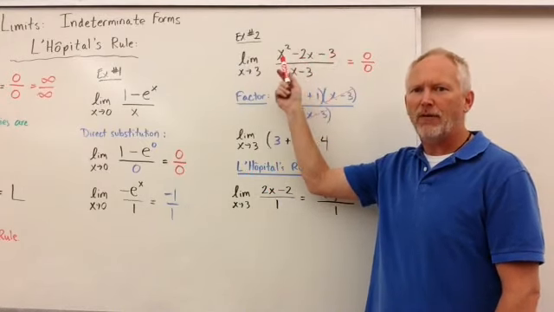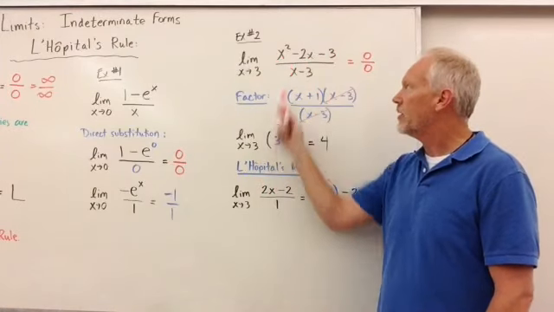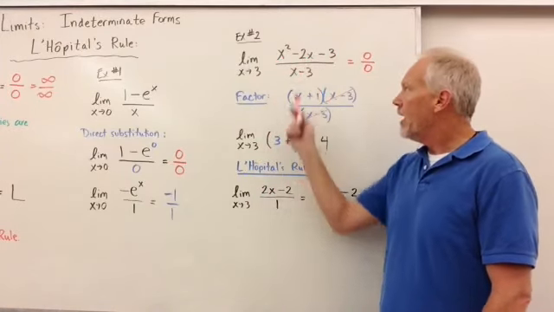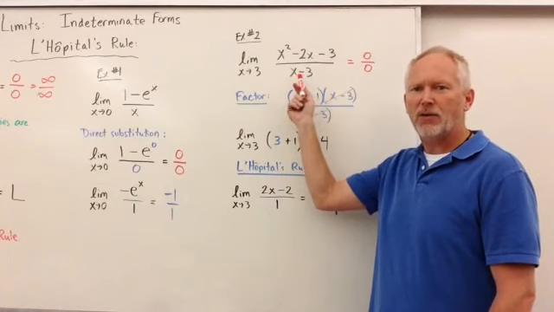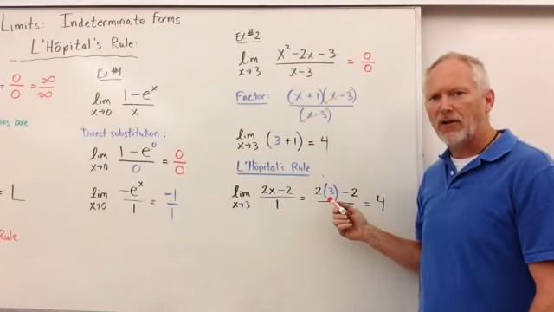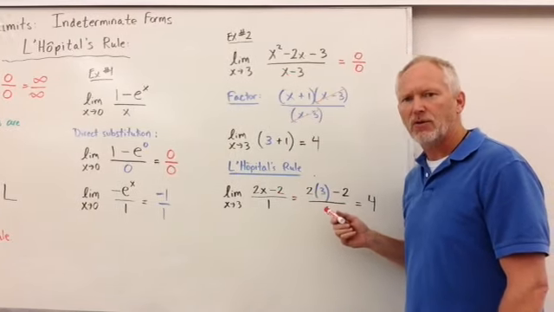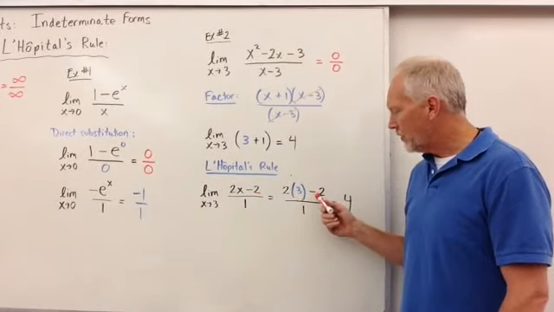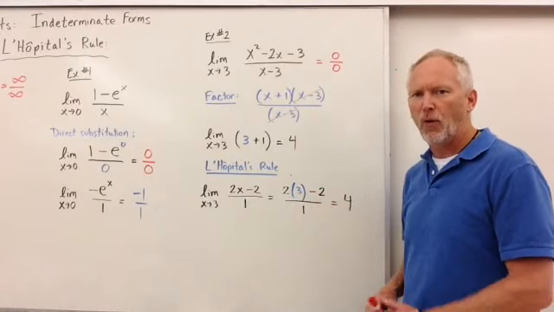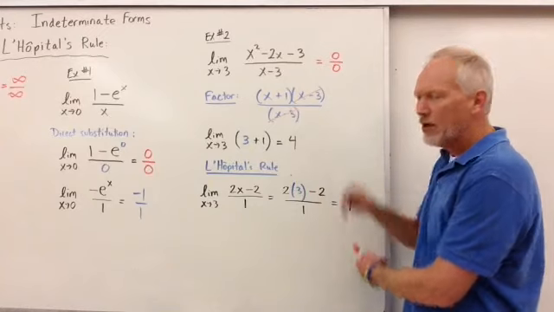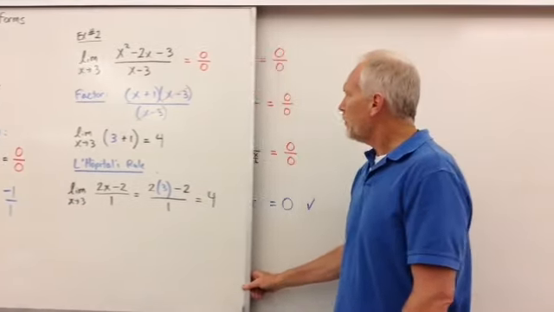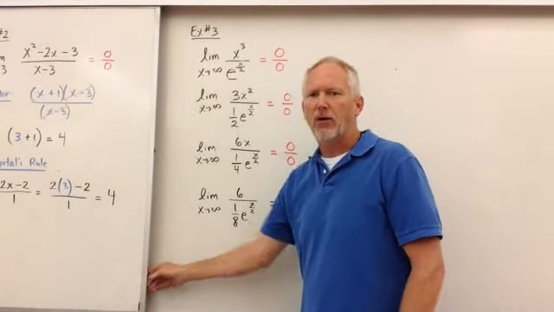Well, the derivative of x squared is 2x. The derivative of negative 2x is negative 2. And the derivative of x minus 3 is just 1. So now I can go to direct substitution: 2 times 3 minus 2 is 6 minus 2, which is 4. So yes, in both cases, we get the limit is 4. All right, one more. Here we go.